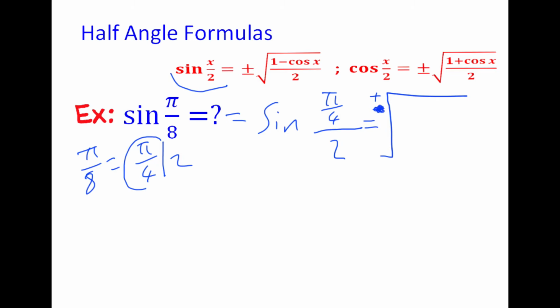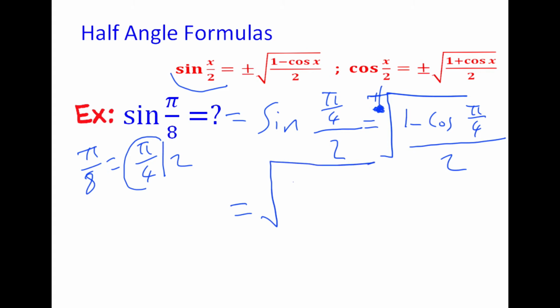So just let me erase it like this. So this is plus already. And it's going to be the square root of 1 minus cosine pi divided by 4, divided by 2, guys. And cosine pi divided by 4 is cosine 45 degrees, right? Cosine 45 degrees is going to be square root of 2 divided by 2. So we're going to have in the root 1 minus square root of 2 divided by 2, divided by 2.